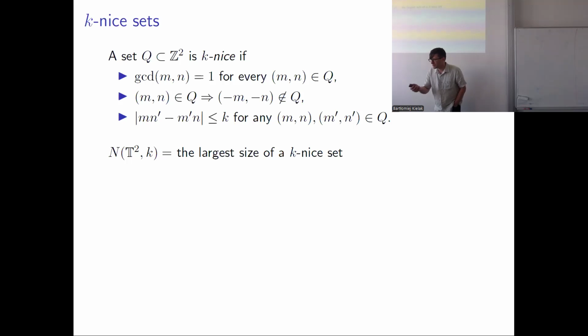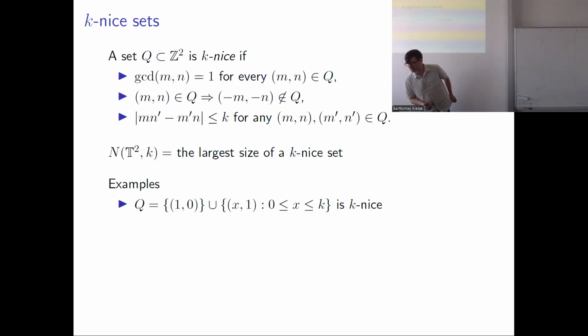Basically, those criteria are just the translation of what we said so far about curves on the torus, but now we are just talking about integers and divisibility. In particular, the largest size of a K system on a torus is just the largest size of a k-nice set in our setting. So let me give some examples.